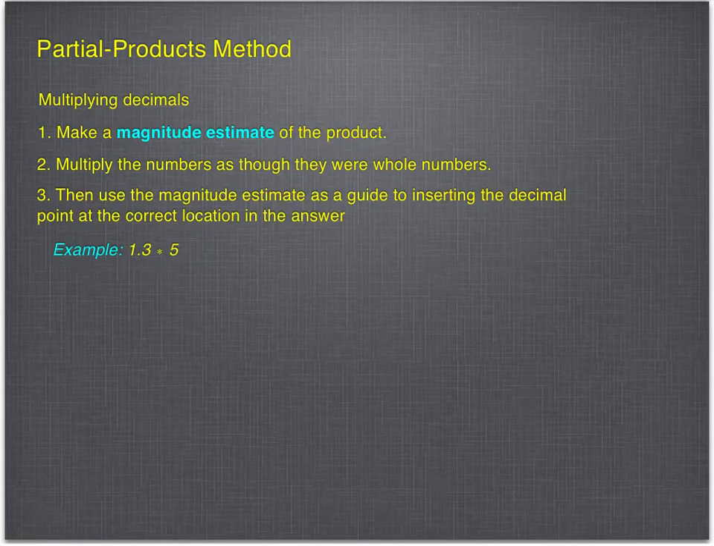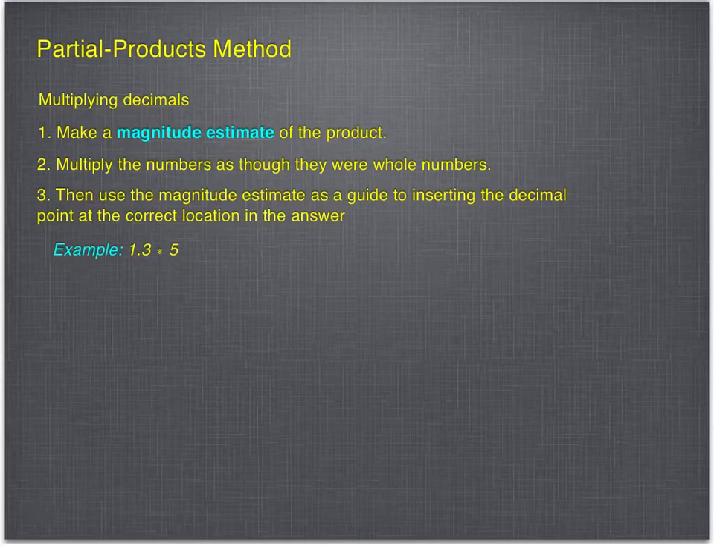Okay, so let's look at multiplying decimals. So we want to make a magnitude estimate of the product. Then we'll multiply the numbers as though they were whole numbers. Then we'll use the magnitude estimate as a guide to inserting the decimal. So the estimate will tell us what place value our answer should be in.